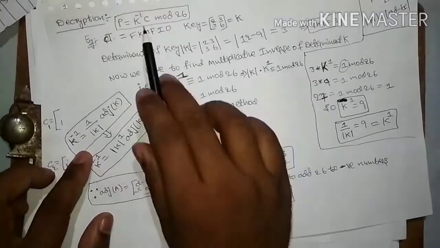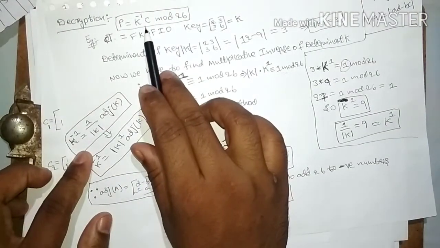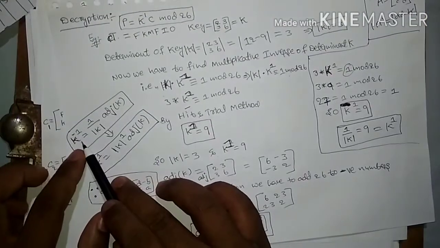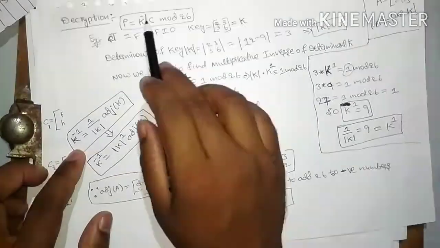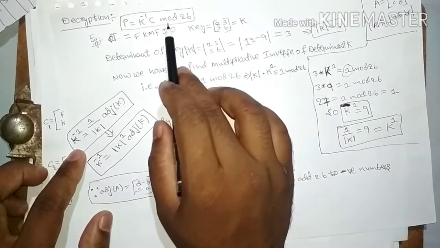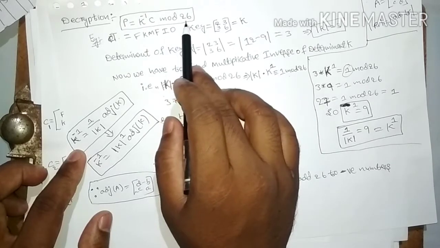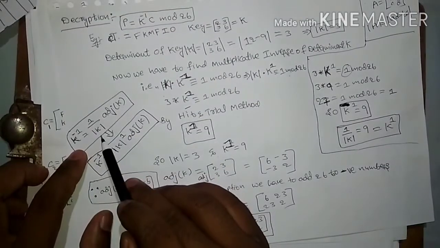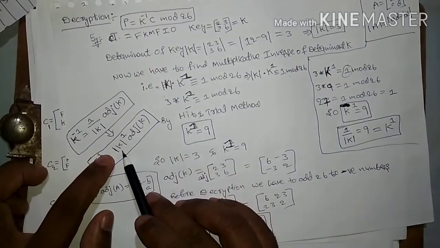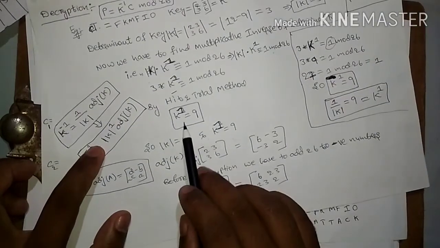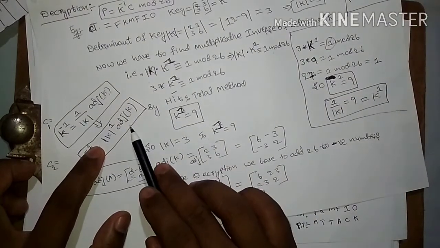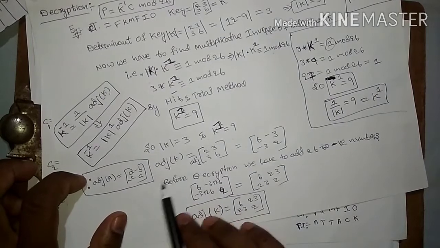So we have to use this formula. First we have to get the k inverse value. After that we have to multiply with the ciphertext, and after applying modulo 26 we will get the plain text. K inverse equals 1 by det k into adjoint of k, that means k dash. The k dash value is 9. We have to find the adjoint of k.